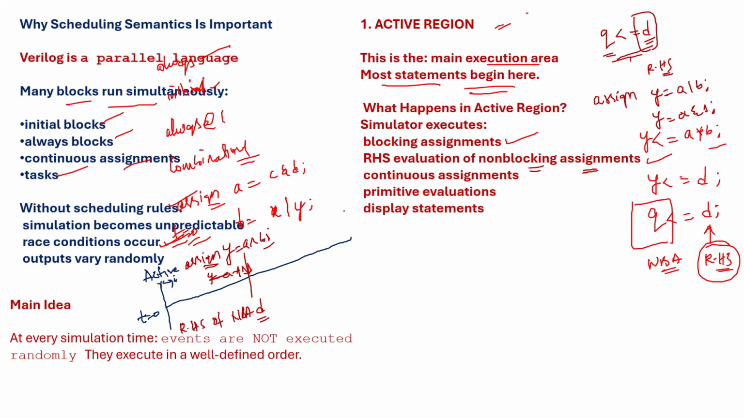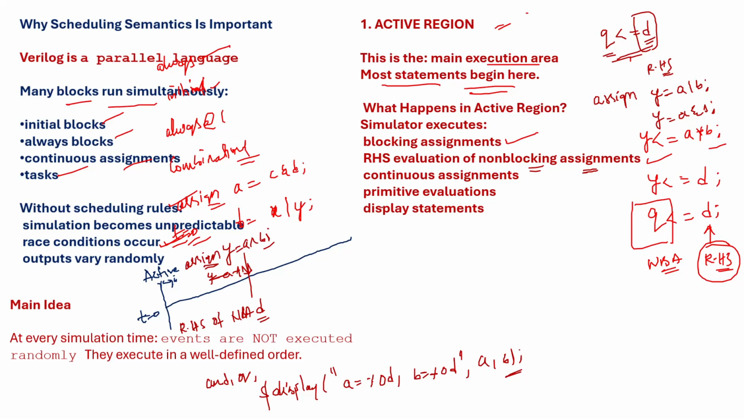And primitives in evaluation, like all the gates. Primitives means AND gate, OR gate, NAND gate. All these are primitives in your Verilog. These are all inbuilt. And display statements, $display. You are writing $display("a = %0d and b = %0d", a, b). So these dollar statements are also executing in the active region only.